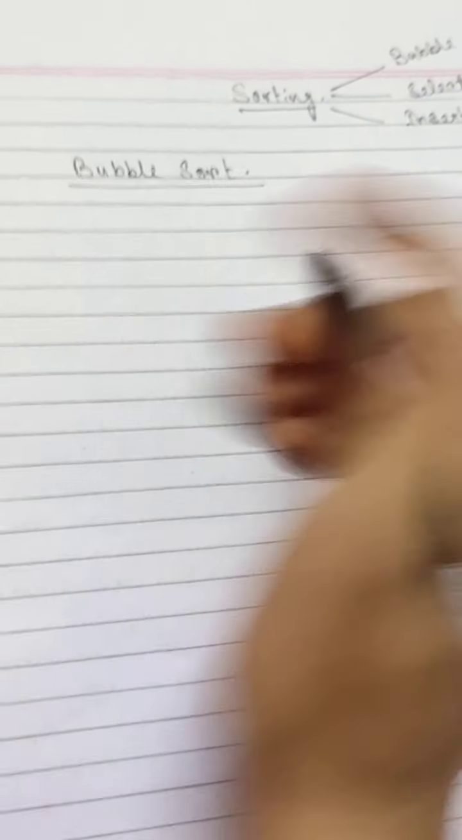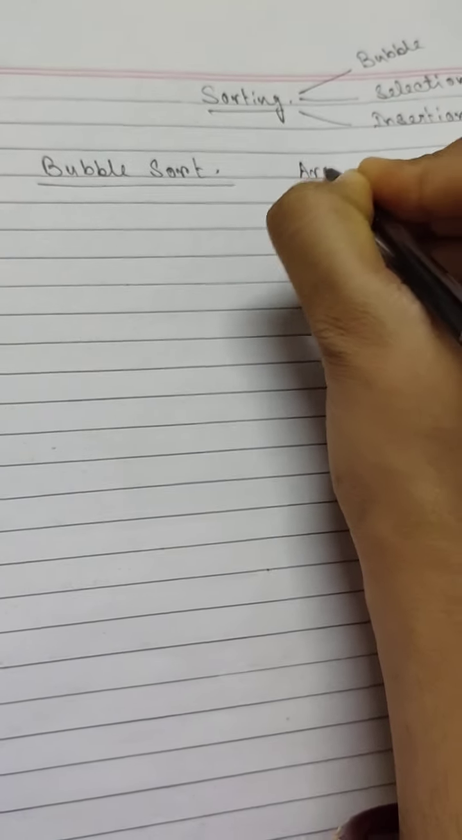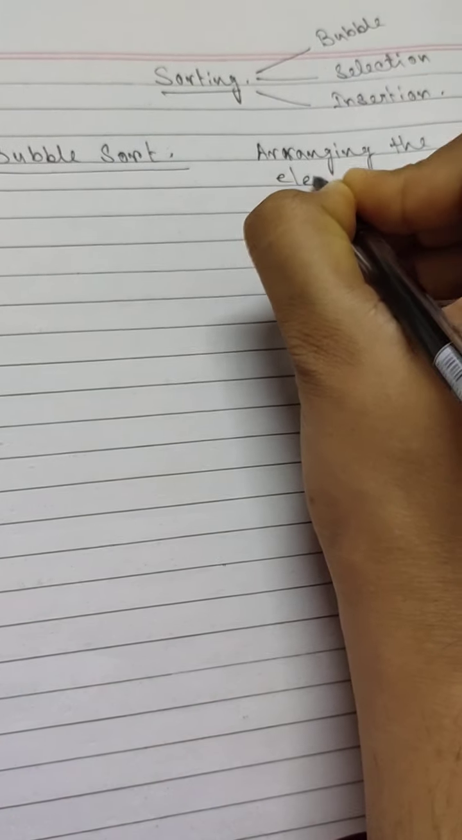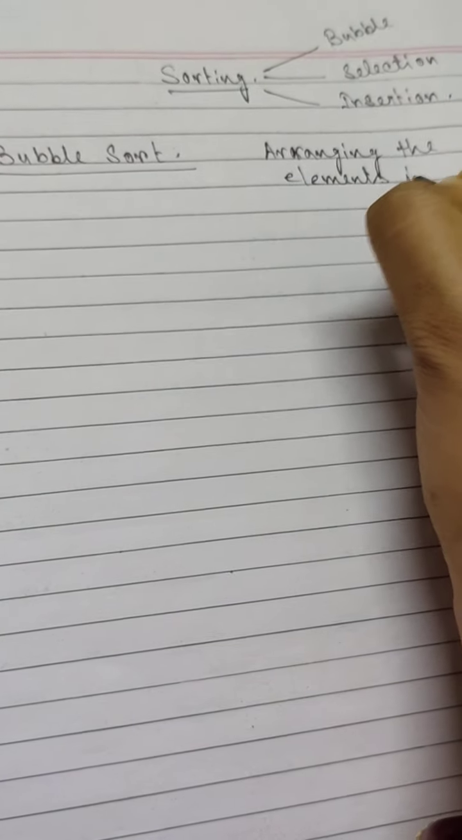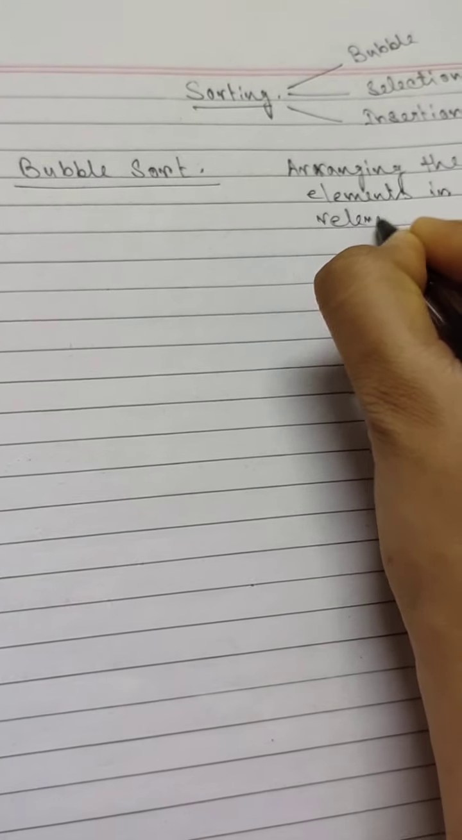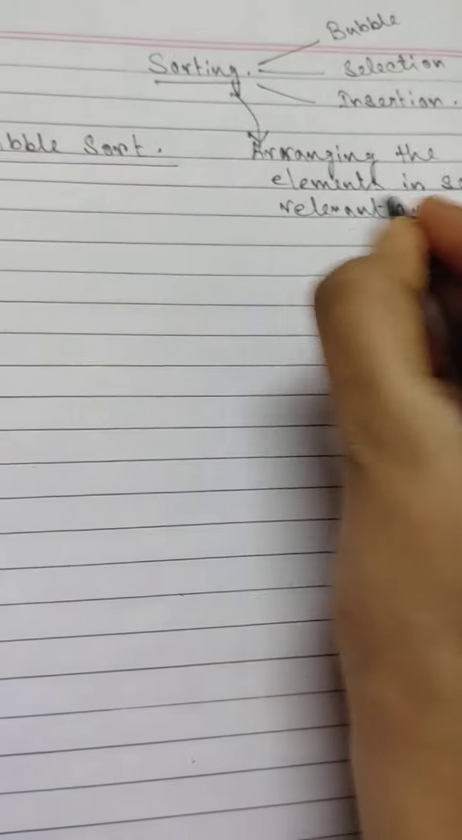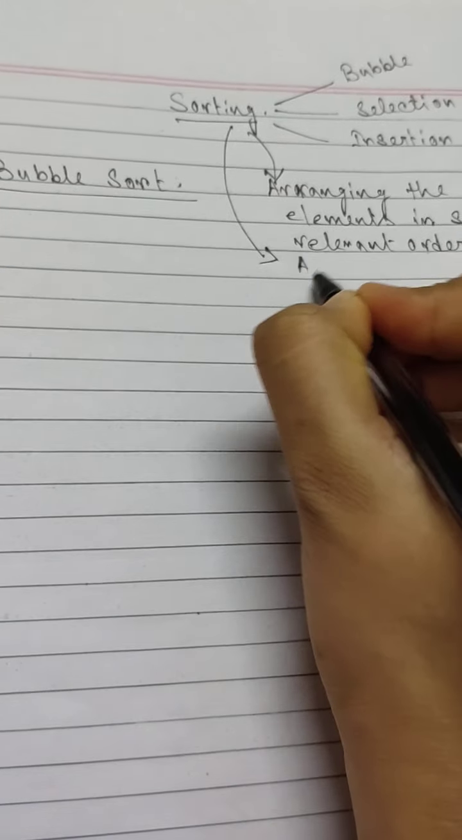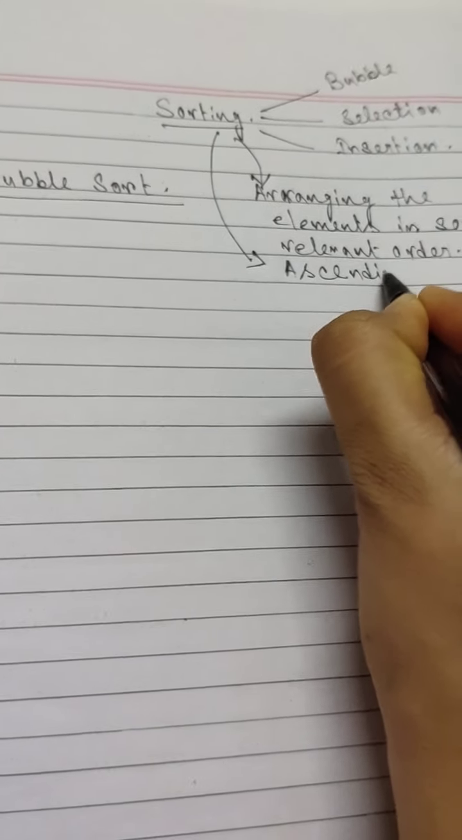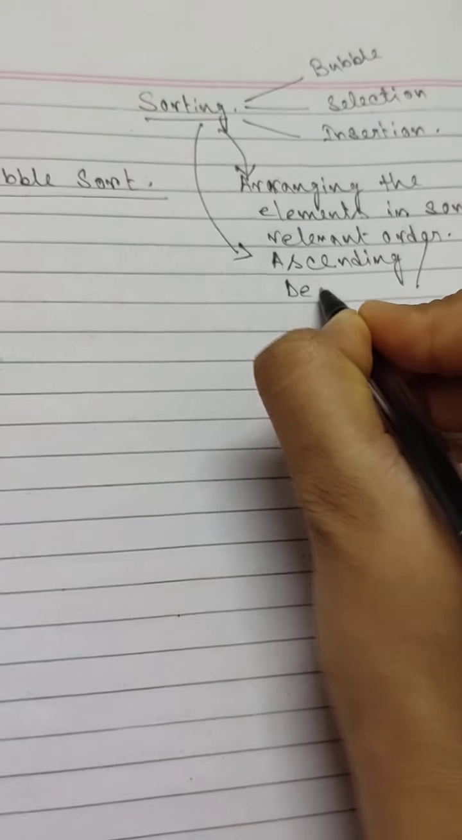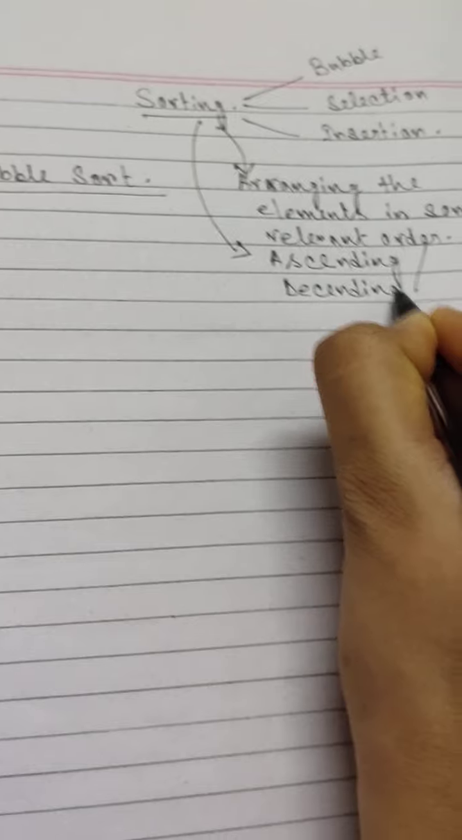So, sorting means arranging the elements in some relevant order, and it may be ascending or descending.